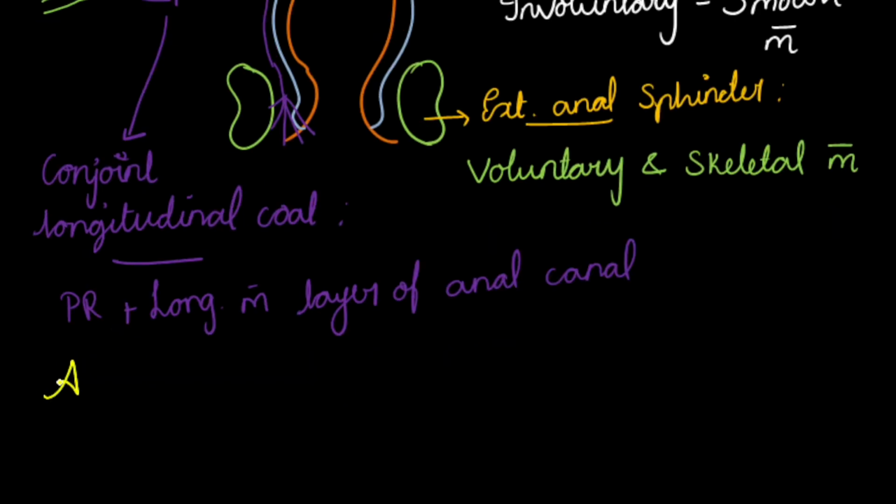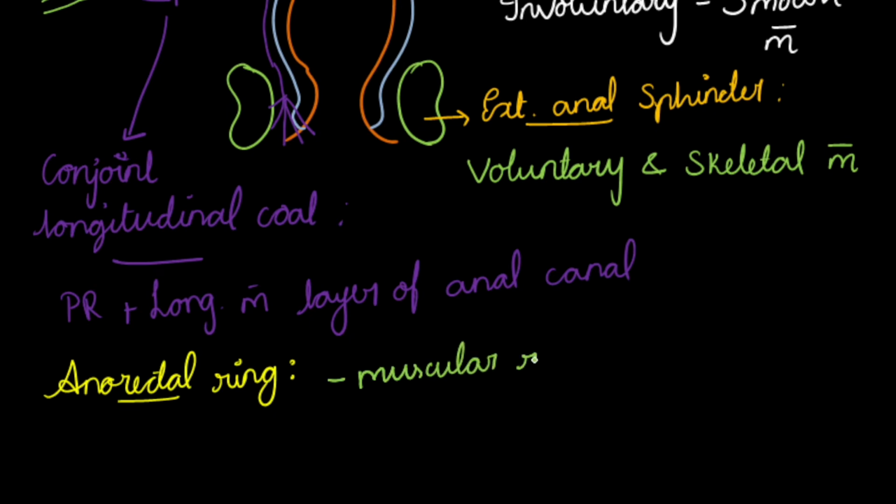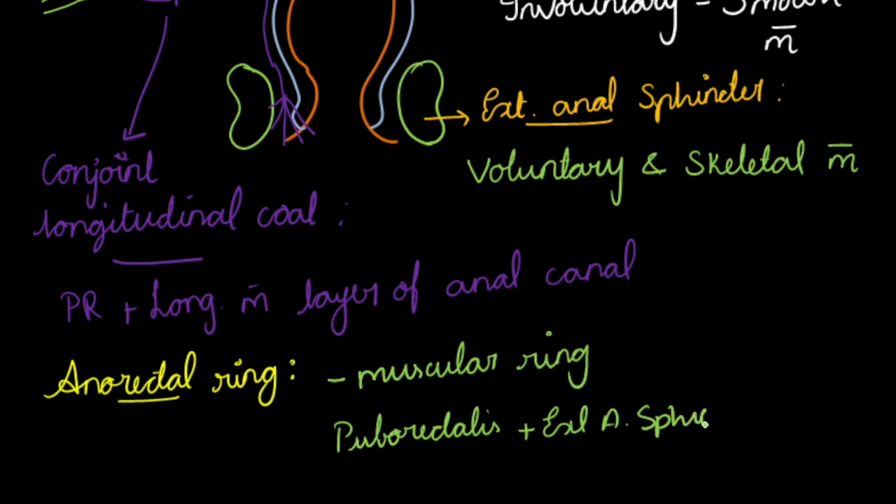Next, regarding the anorectal ring. This is a simple muscular ring formed by the fusion of the puborectalis, the upper part of the external anal sphincter, and the internal anal sphincter. So this is how the anorectal ring is formed.